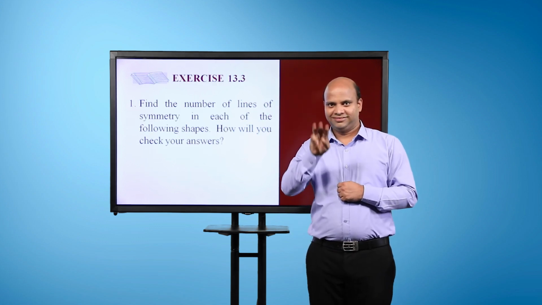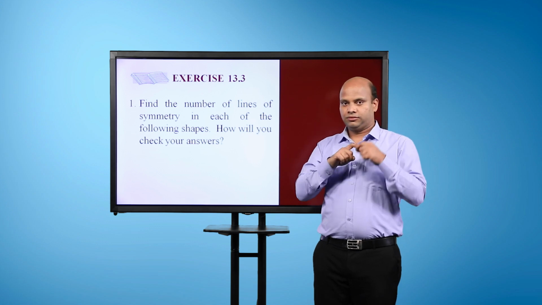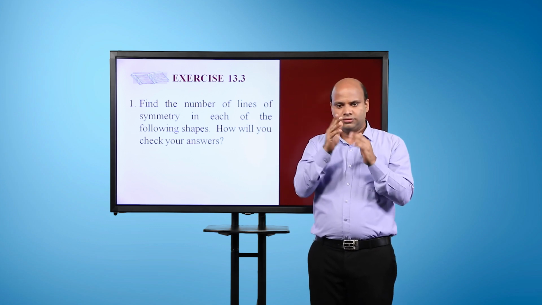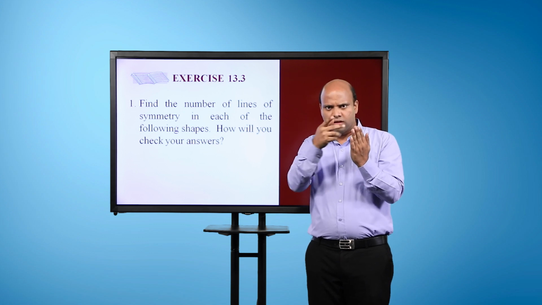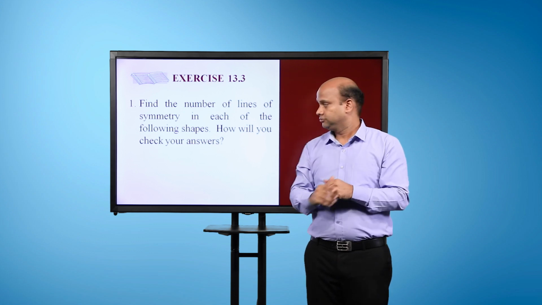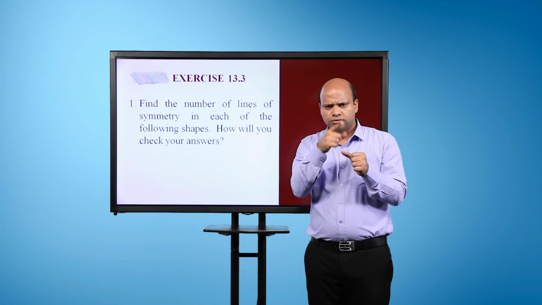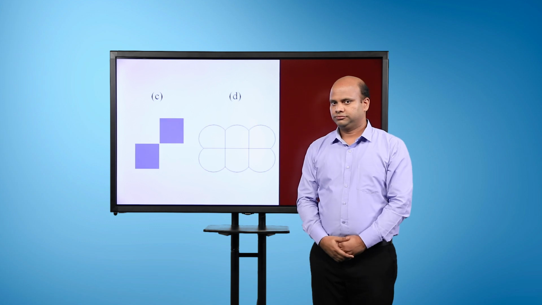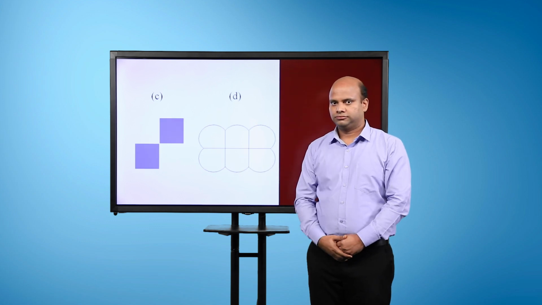Exercise 13.3. 1. Find the number of lines of symmetry in each of the following shapes. How will you check your answers? We have 6 different shapes given here: A, B, C, D, E, F.